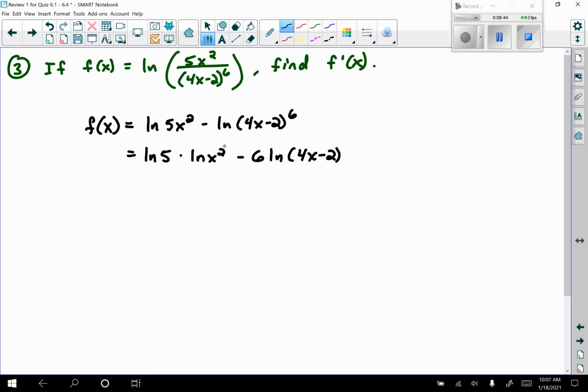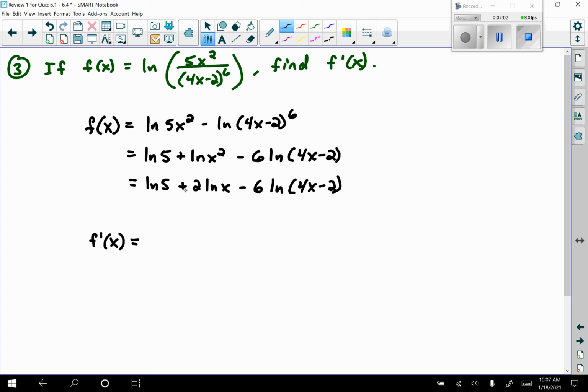And we could have also done that, and we're going to go back and do that. That should have been a plus sign right here. So we have the natural log of 5 plus 2 times the natural log of x minus 6 times the natural log of 4x minus 2. And now we'll take the derivative.